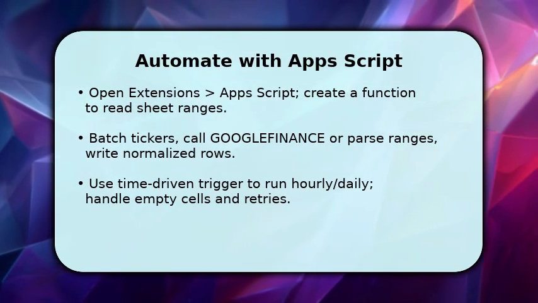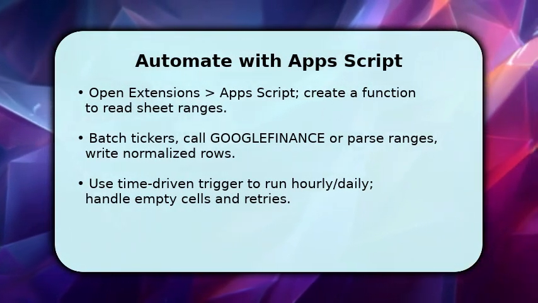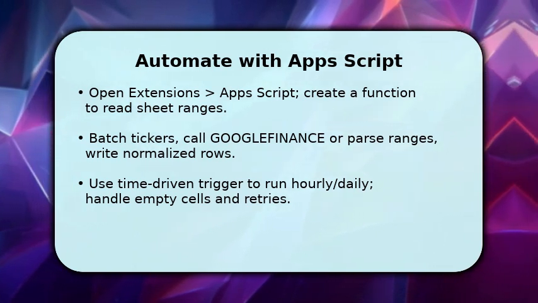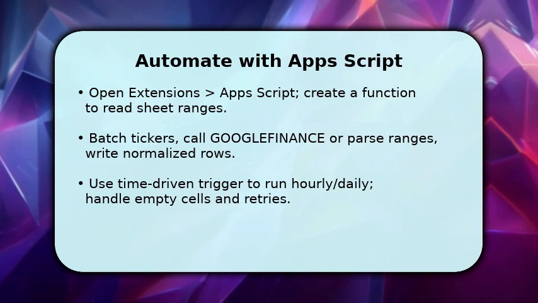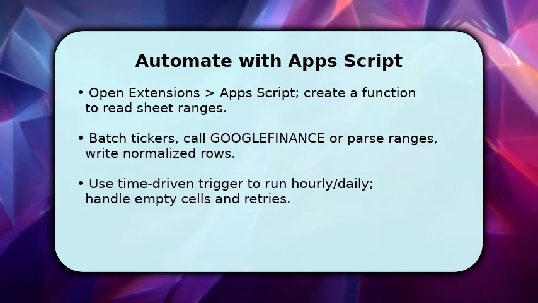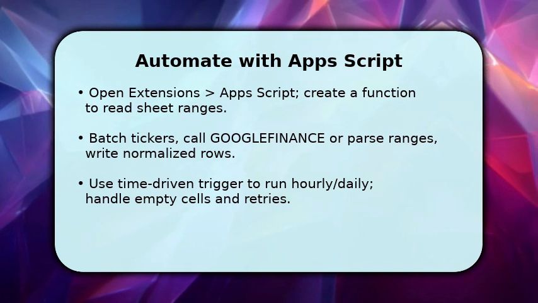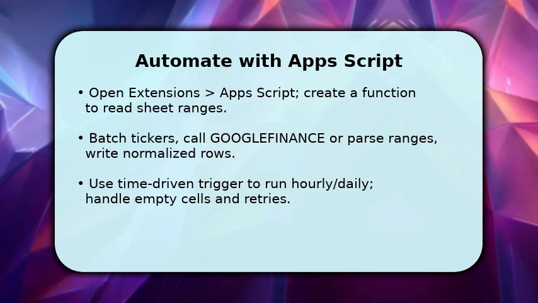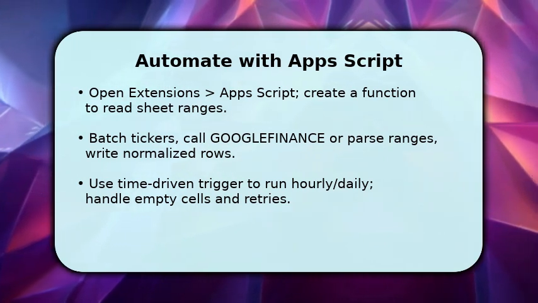Next, automate extraction using Google Apps Script so you can schedule pulls and normalize rows. Write a script that reads ticker cells, evaluates or reads the formula results, and writes structured data to another sheet or JSON blob. Once done, add batching to avoid timeouts and implement small delays when iterating many tickers.